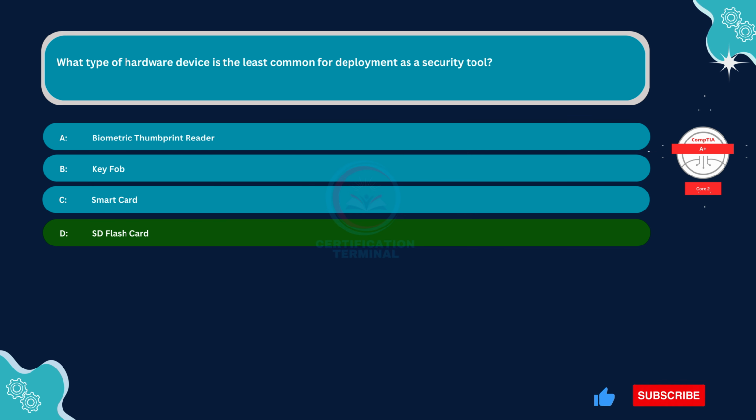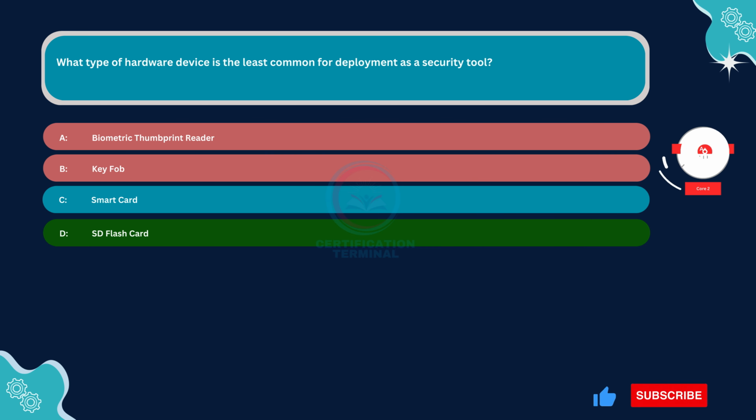SD flash cards are primarily used for data storage in devices such as cameras, smartphones, and portable media players. While they may have some limited security applications, such as storing encryption keys or sensitive data, they are not as commonly deployed as dedicated security tools compared to biometric thumbprint readers, key fobs, or smart cards. Option A, biometric thumbprint reader, is incorrect. Biometric thumbprint readers are commonly deployed as security tools for authentication purposes. They offer a high level of security by using unique biometric data for user identification.